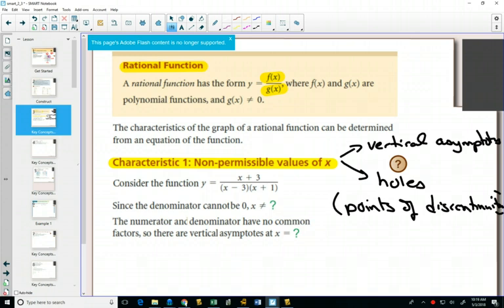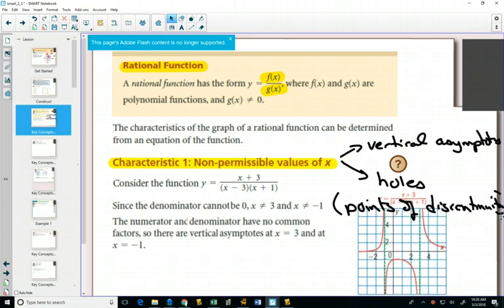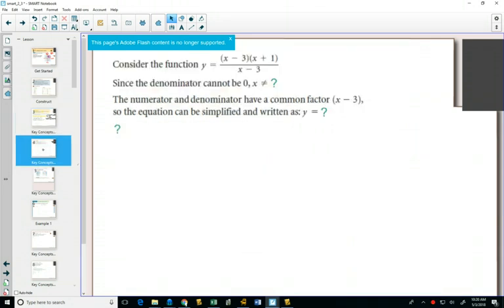So in this function, you have two non-permissible values, 3 and -1. Will those be vertical asymptotes or will they be holes? They'll be vertical asymptotes because they don't go away. So they'll both be vertical asymptotes. There's your graph.